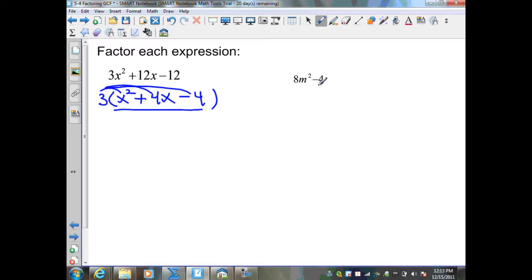Here I have 8m squared minus 4. Only 2 terms. I have a quadratic term and the constant term. Again, I want to determine the GCF, the largest number that will divide into both of these terms. That number is 4. Now, I just set my parentheses up. 8 divided by 4 is 2m squared. A negative divided by a positive is a negative. 4 divided by 4 is 1. Notice I have 2 original terms, and inside my parentheses I have 2 terms.